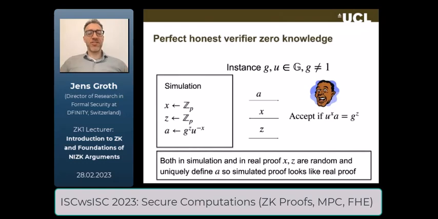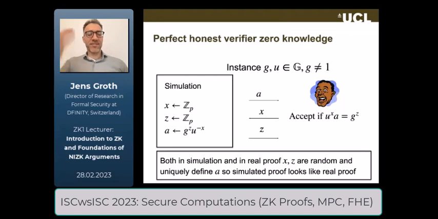And for zero knowledge, well, then you would need to come up with a simulation, and we can use the same trick as before. If we pick the challenge first and we know what challenge the verifier is going to send, then it's a lot easier to simulate. So we pick the challenge first, then we pick Z uniformly at random and compute the only A that fits into this equation.